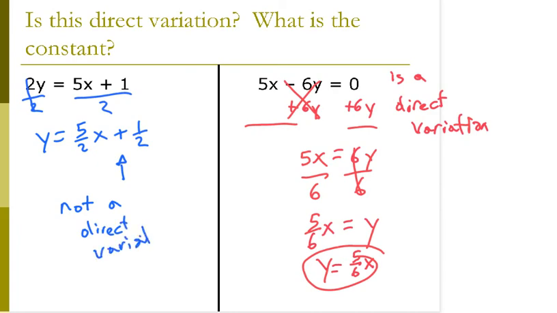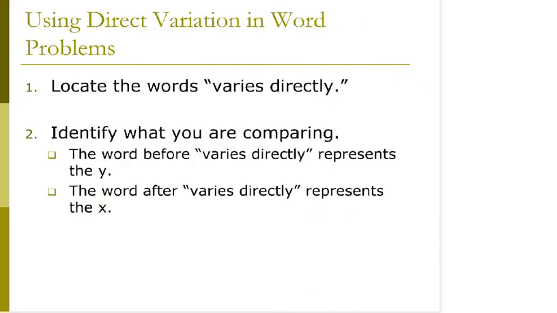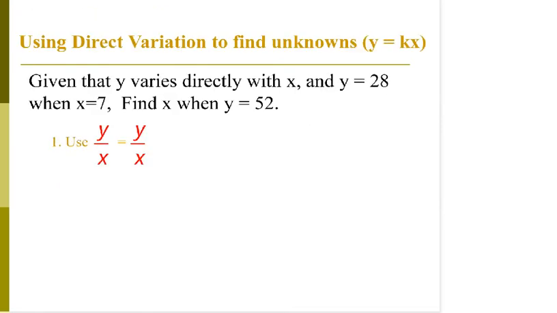Let's look at some examples of how direct variations would work out in a word problem. In this situation, it says that y varies directly with x. So we know that direct variation is what's implied here. And that means that y over x is going to be equal to some constant. It doesn't matter what x and y are, as long as they're part of the direct variation, they're going to be equal to a constant.